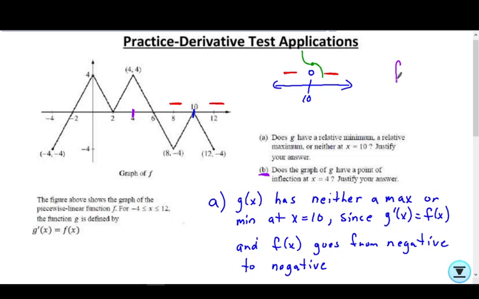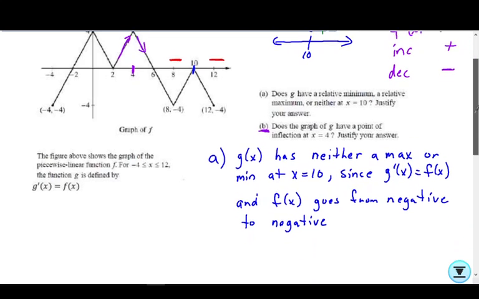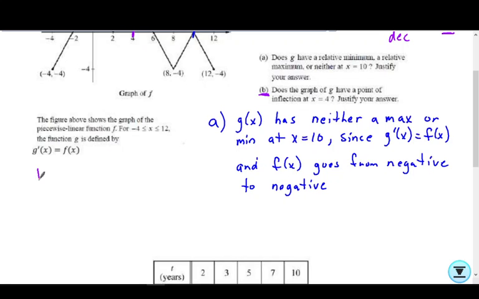And basically when my first derivative, f of x, is increasing, that means my second derivative is positive. And where this is decreasing, this is negative. So for there to be a point of inflection, my first derivative has to go from increasing to decreasing, or decreasing to increasing. Well, here my function is on this side increasing, and this side it is decreasing. So that is definitely a point of inflection, and that's what you're going to say in your answer, part B.